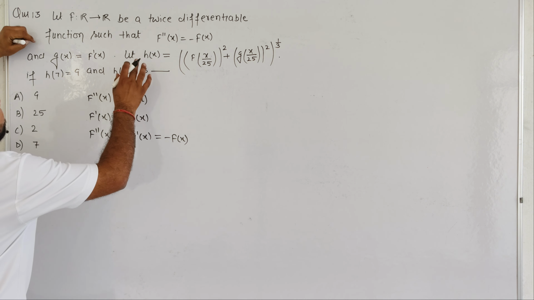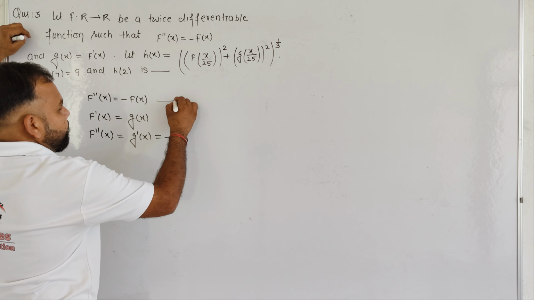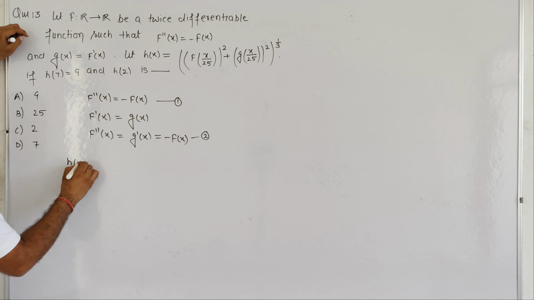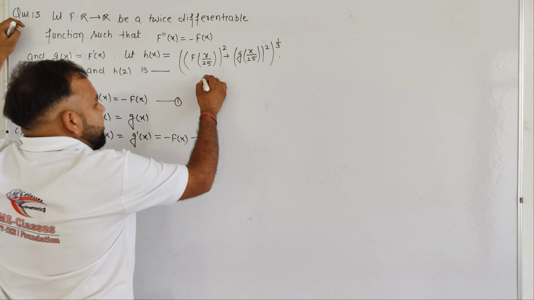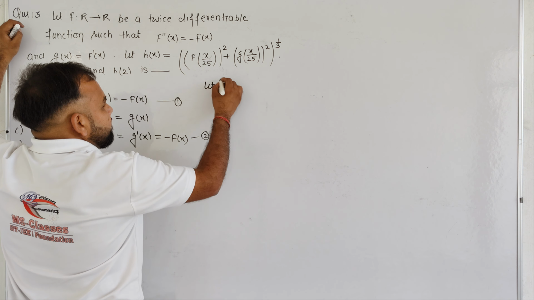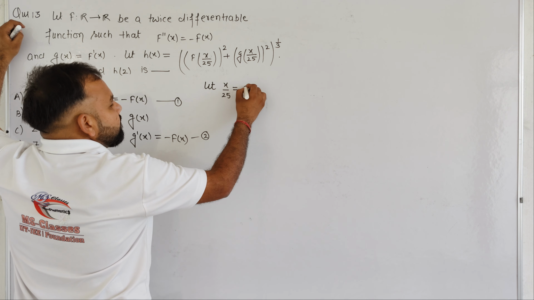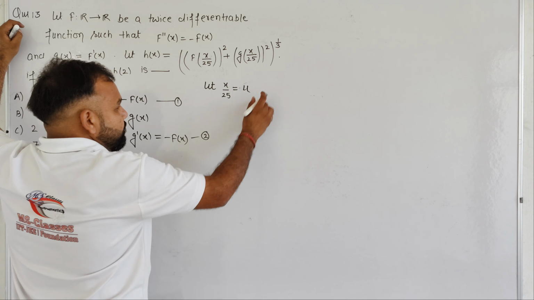Let us consider this is our equation first and this is our equation second. And there is h of x that equals, student, let us consider x upon 25, let us consider that is capital X, or let us consider this is u.